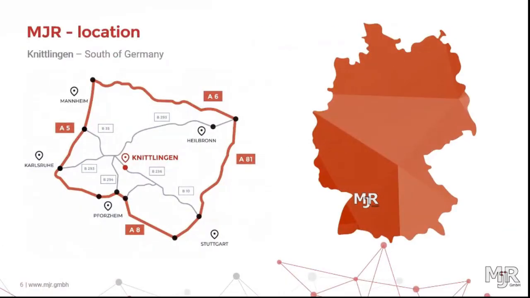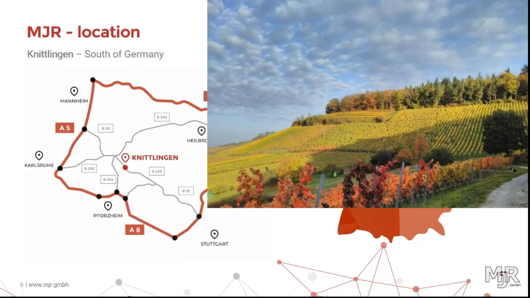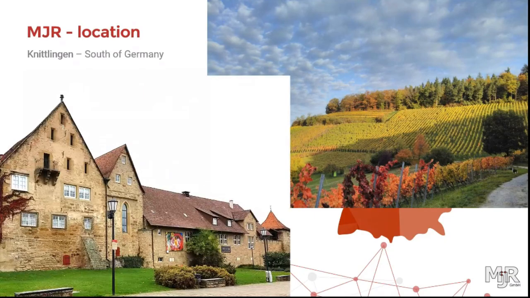First of all, we are located in Knittlingen, which is in the south of Germany. For those who don't know MJR so far, we are here in the south, as you can see on the map of Germany, down in Baden-Württemberg in Knittlingen. And here you can see some of our beautiful landscape with vineyards and some historical buildings of our region.